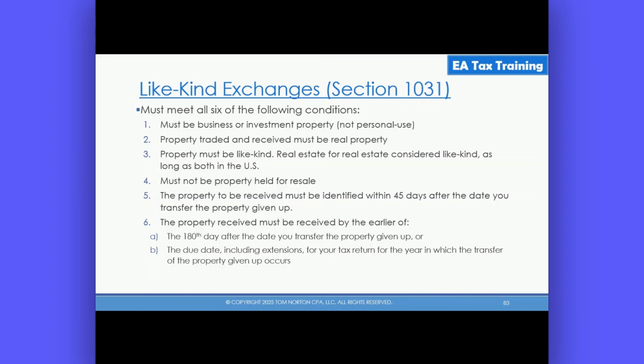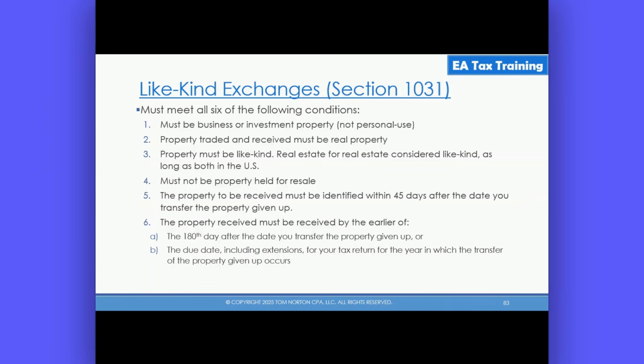The property must not be property that is held for resale. So if you are a home builder and you've got a bunch of homes that you've built and that you are then selling to customers, that is property that is held for resale. So you could not then do a like kind exchange of those homes.